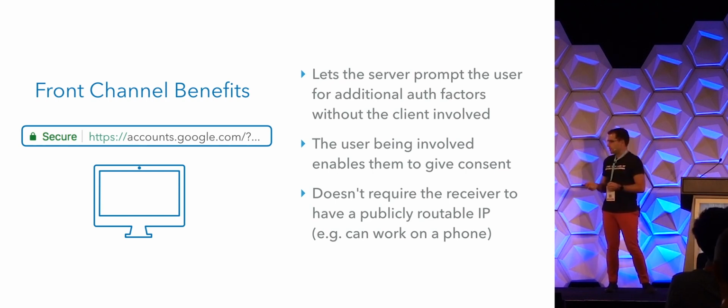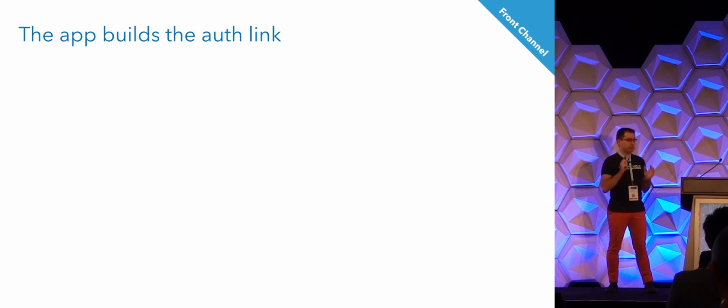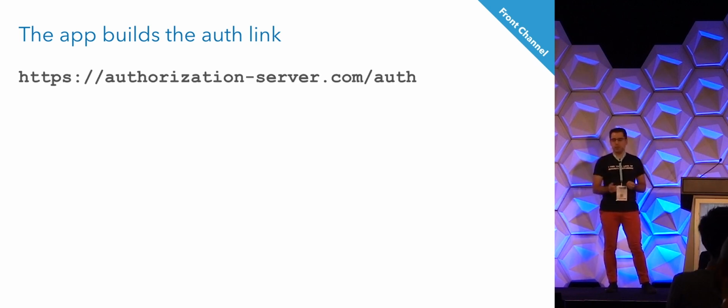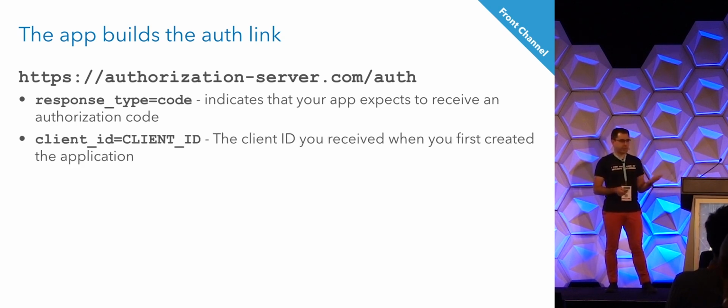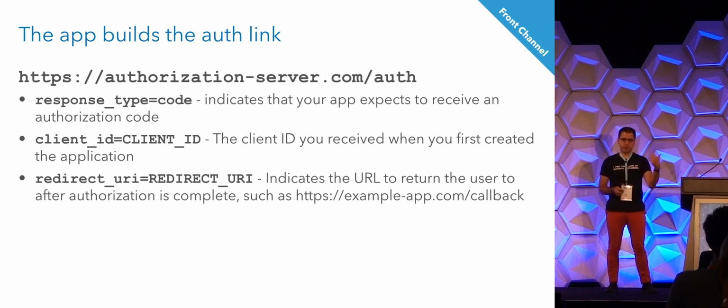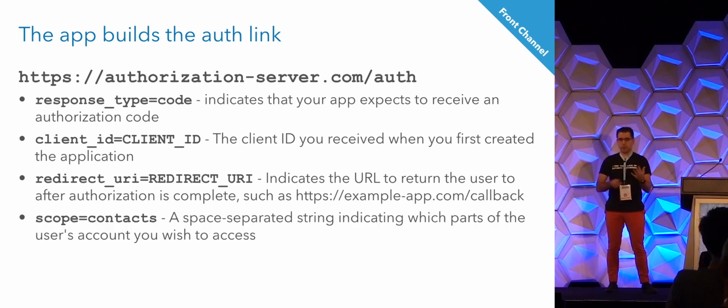So let's walk through an example of this step by step. We start out with the application building the link to send the user to log in. So you go find the authorization server's URL. You add a bunch of stuff into the query string that describe the request you're making. So response type code is saying we're doing the auth code flow. Client ID identifies the application. The redirect URL is where the app is waiting for that authorization code. The scope is what the app is trying to access, like your contacts.